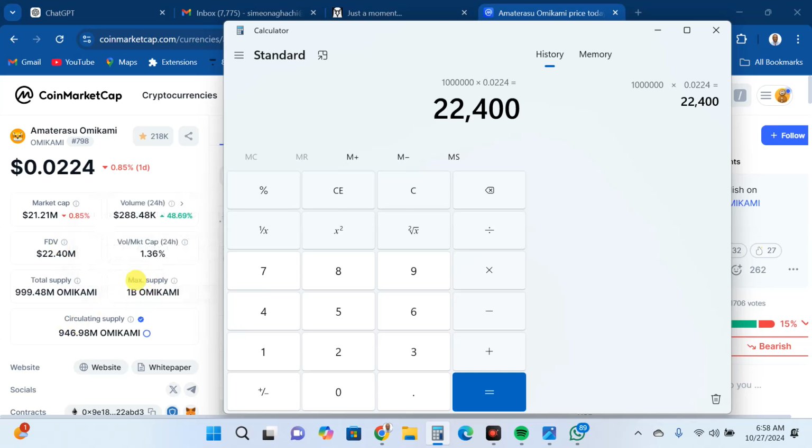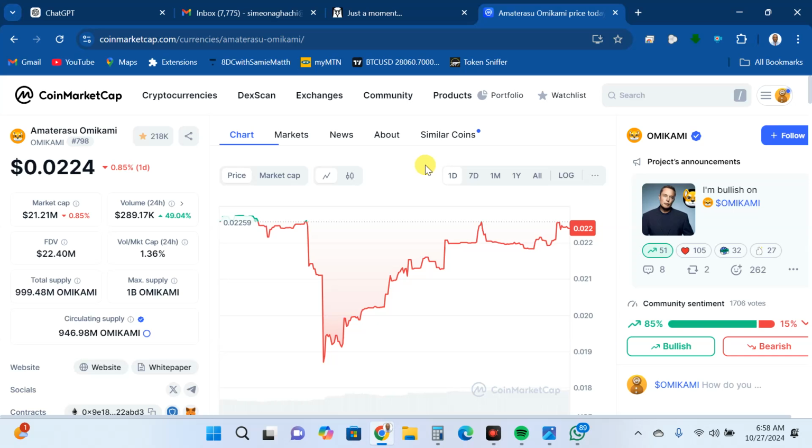But in the case where there's no max supply, you use total supply multiplied by the price, and it's not really accurate. Maybe you'll have some figures away from what is showing on CoinMarketCap. It means volatility has shifted the price from when you were calculating. Okay, so you can see how to calculate market cap and fully diluted value of any token.